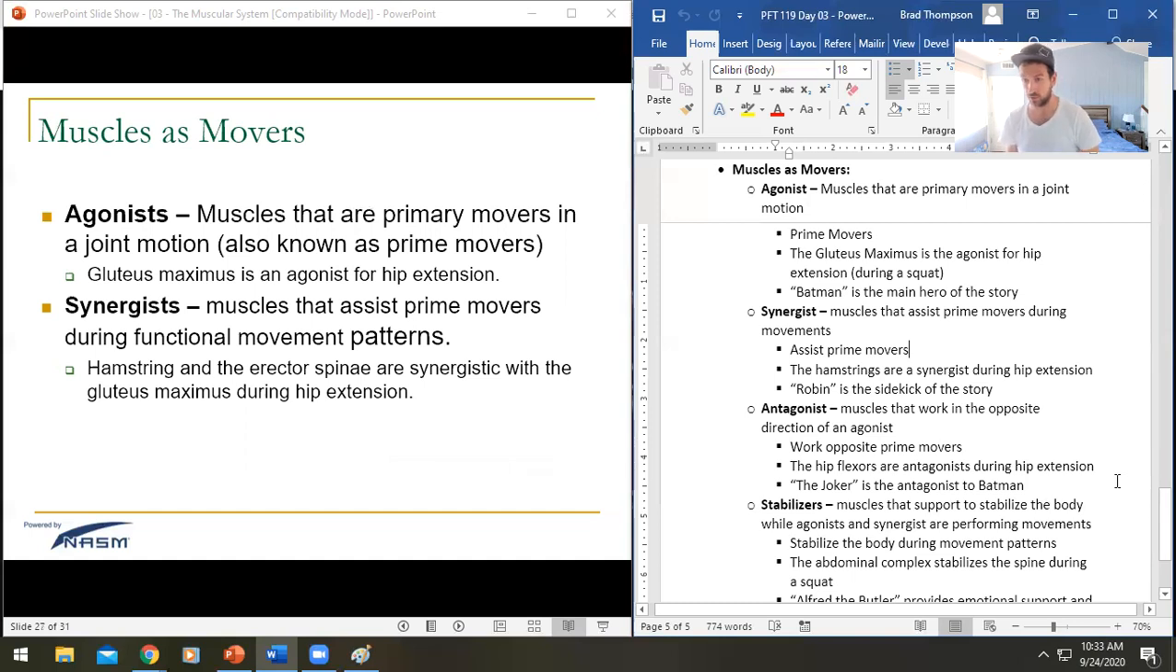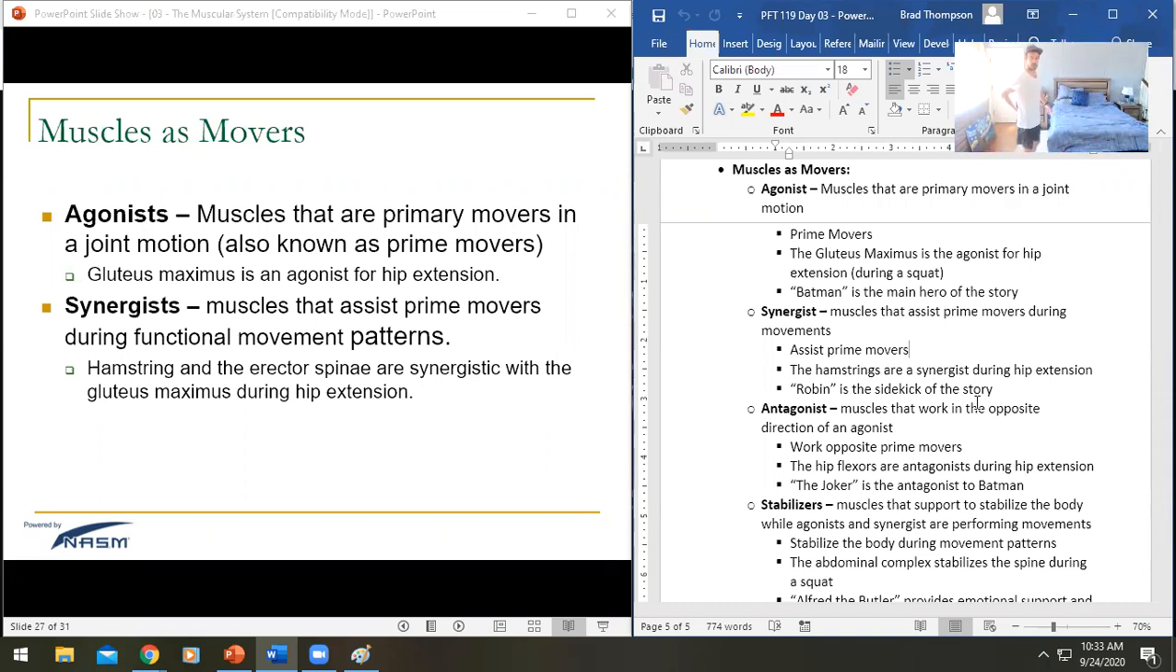Muscles as movers, right? Let's talk about what a muscle is when it is an agonist. So an agonist is a prime mover. It is the muscle that primarily moves a joint in whatever direction it's going. So for instance, if I'm describing the motion of hip extension, which is this, right? I'm doing hip extension. This is hip flexion. This is hip extension, right? I need to lower that down just a little bit.